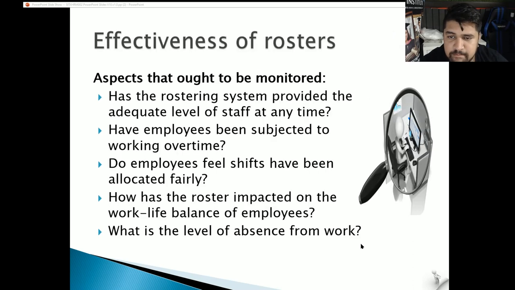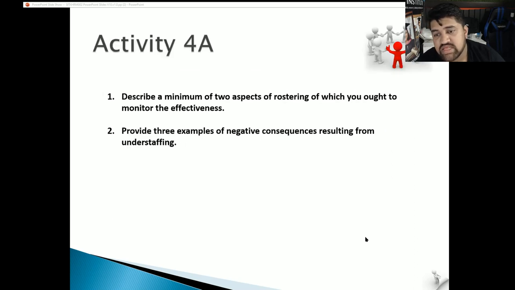Has the employee been working overtime? Have shifts been allocated unfairly? Has the roster impacted their work-life balance? Have they been absent from work, and how long have they been absent for? And are we rostering on the correct amount of staff for those shifts, or are there too many or not enough? It's asking you for two, but I've given you a lot more than that, so include as much as you can. So for number two there, provide three examples of negative consequences resulting from understaffing.